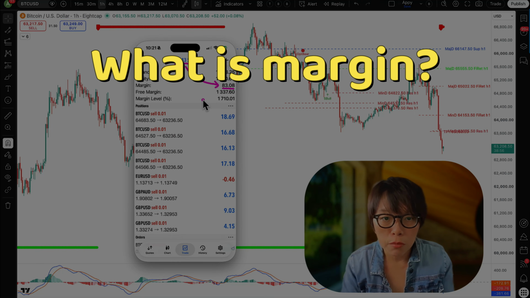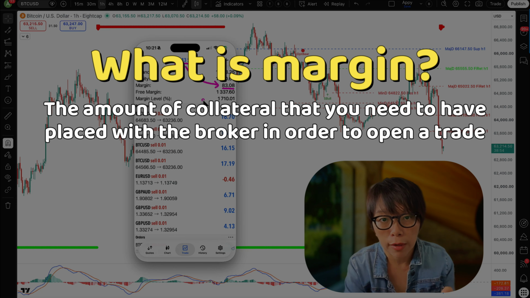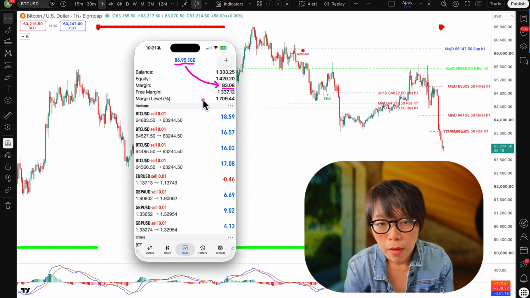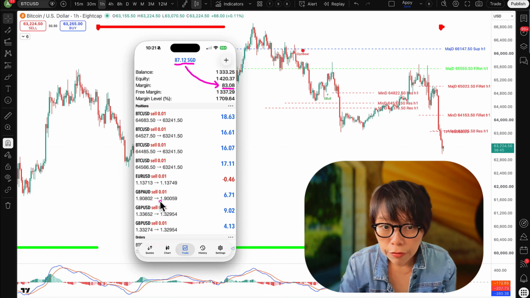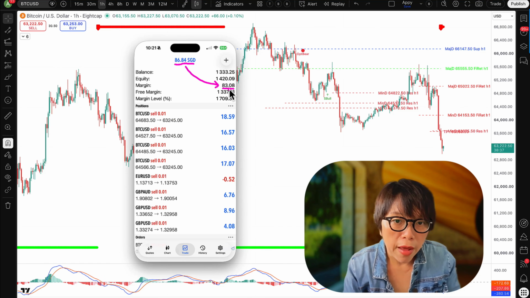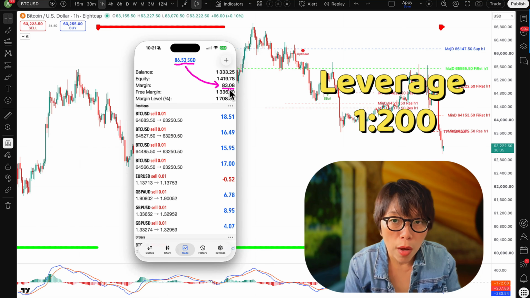Now what is margin? Margin would be the amount of collateral, essentially money, that you need to have placed with the broker in order to open a trade. Now you see that with collectively so many trades of 0.01, the margin required is about 83. I believe that the leverage here is 1:200.